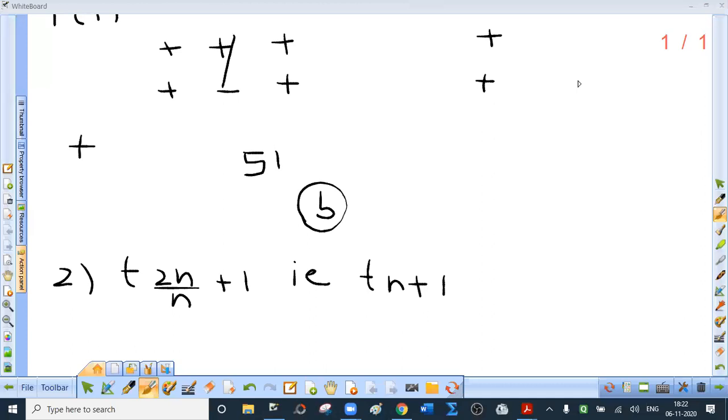Second one, the middle term in the expansion of (1 plus x) raised to 2n will be. Obviously, there are 2n plus 1 terms. So number of terms is odd. So the middle term is t(n plus 1) because n terms are before this term and n terms are after this term, right? So the correct option is C, Calcutta for second one.